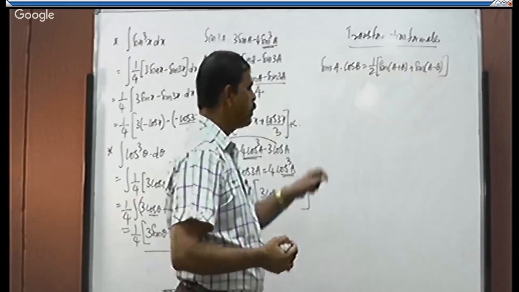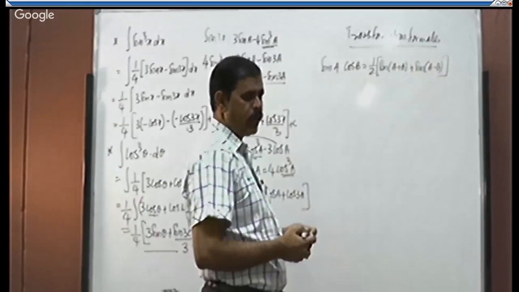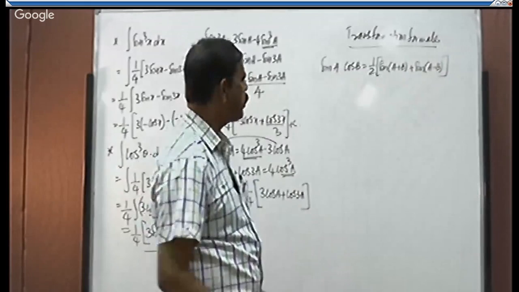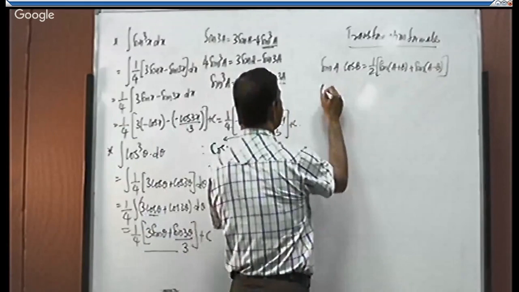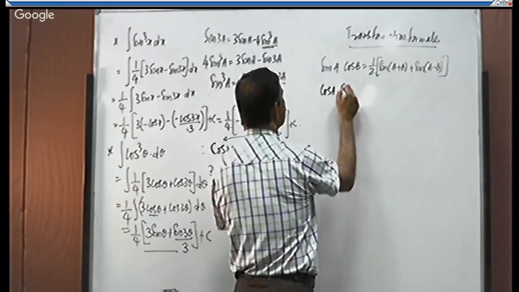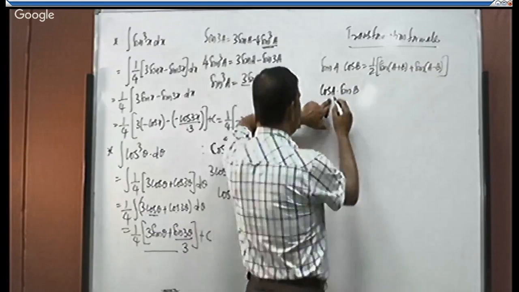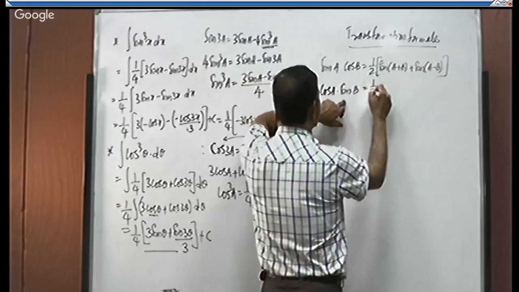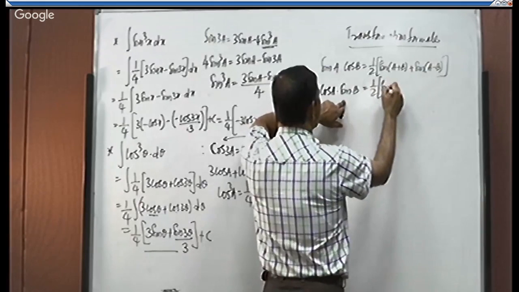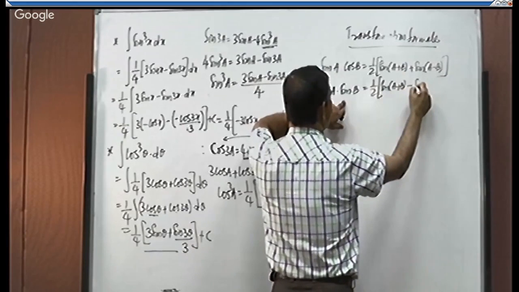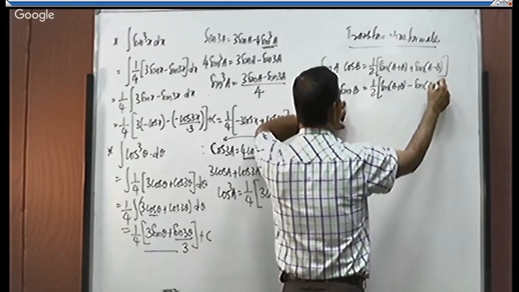Sin a into cos b is equal to what? Half of sin a plus b plus sin a minus b. Suppose cos is first, sin is next, cos a into sin b. Cos a sin b is there. Same formula should be taken, but it is sin of a plus b minus sin of a minus b.